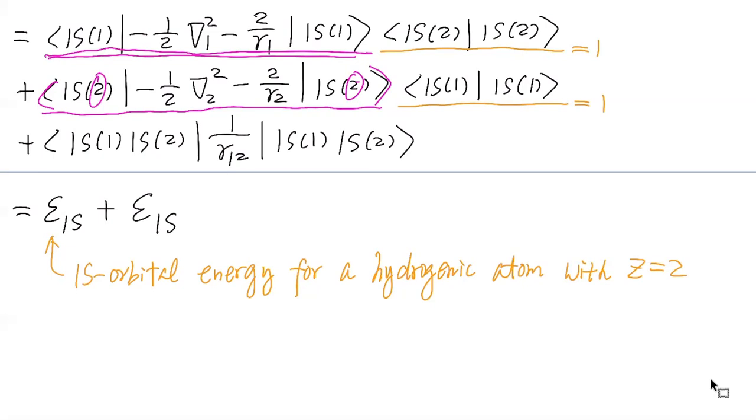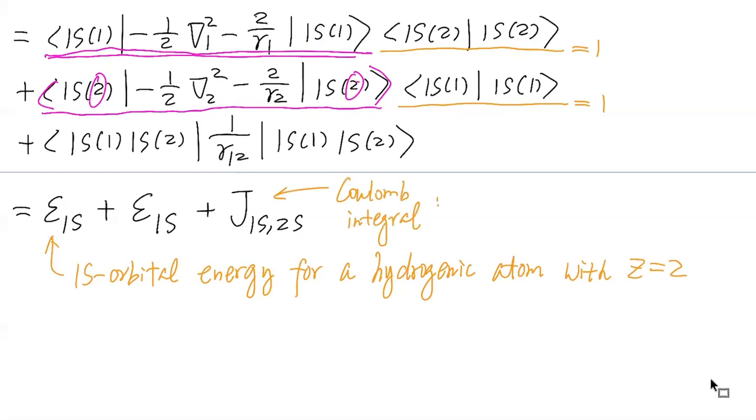All right. And the third term, of course, this is the integral that you must evaluate. And we denote this integral as J, 1s, 2s. This J, of course, is the so-called Coulomb integral. Or you can say it's Coulomb repulsion, right?